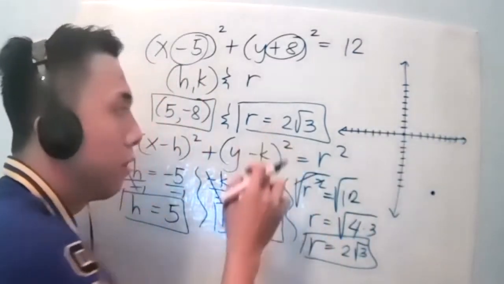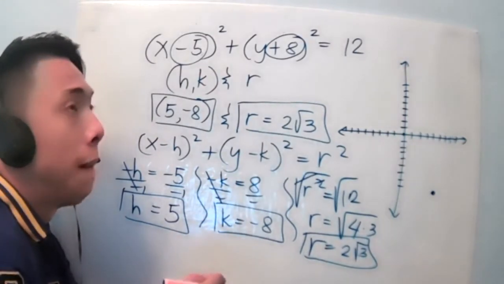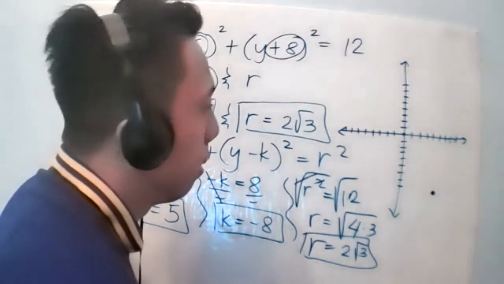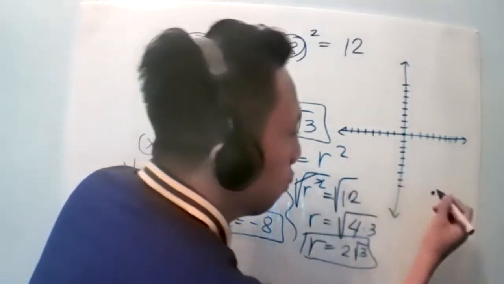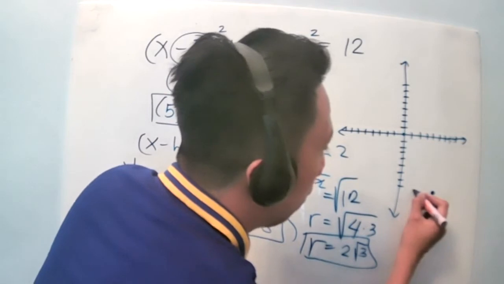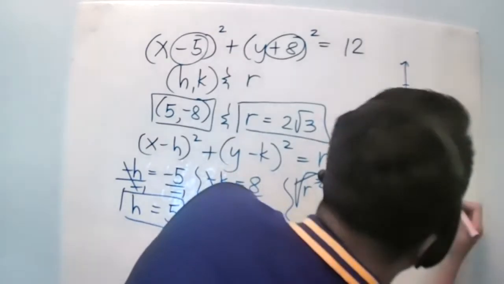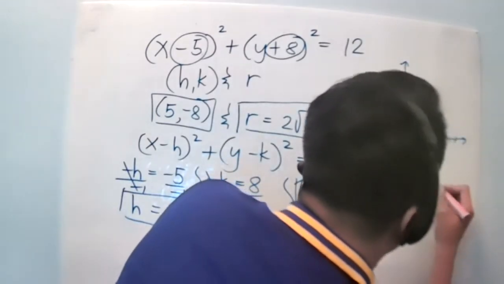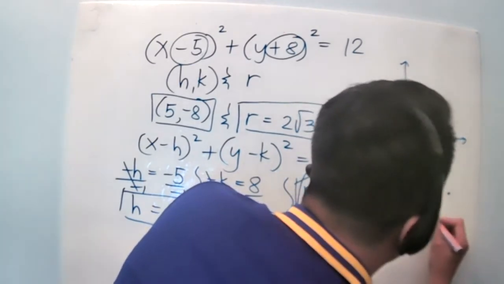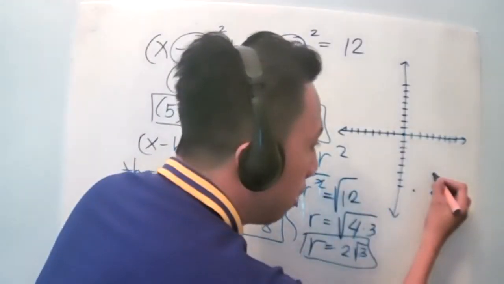And then we have the radius of 2 square root of 3, that is approximately 3.46. So, bibilang tayo ng dalawa, 1, 2, at maybe nandito. Ito yung unang radius. 1, 2, maybe here. Ayan. So, if we would connect those, magiging circle na siyang ganyan.